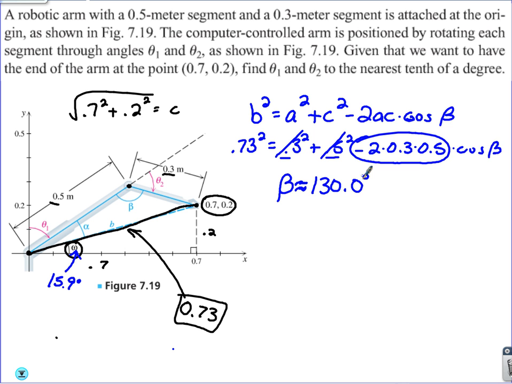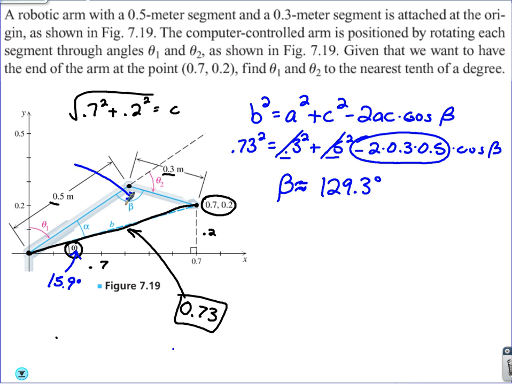130.3. Okay, so it wasn't much off, but it was off a little bit. Let's use that exact though. Use the exact version. She said you get 129.3 degrees. And you would think that would make a big difference. Eventually it might.